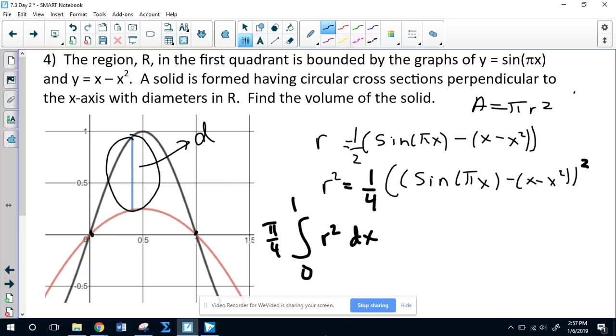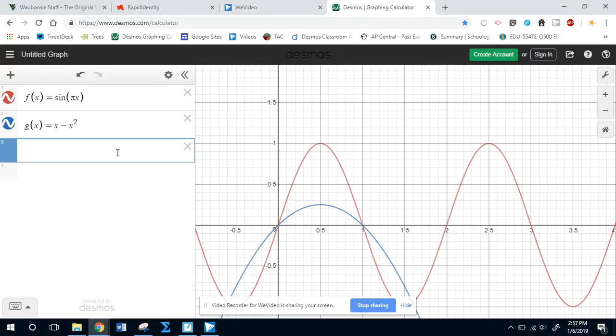So we are going to now go back to Desmos and have Desmos calculate it for us. So pi divided by 4 goes out front. And then the integral, if you just type int, it'll put the integral sign for you. It's going from 0 to 1. And I am going to just do f of x minus g of x, and then the whole thing squared dx. And so there is our actual answer of 0.216.